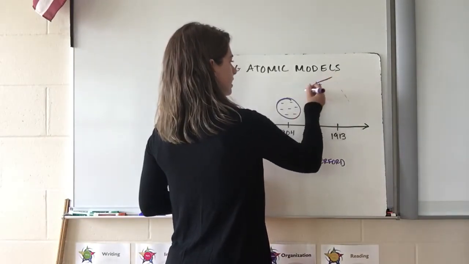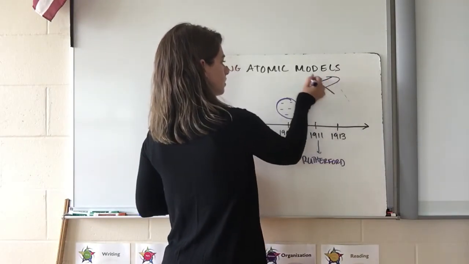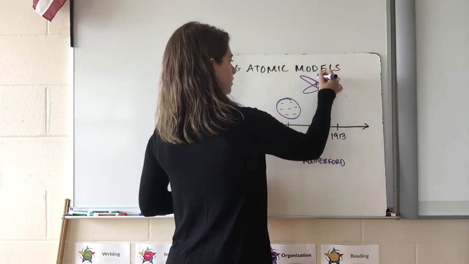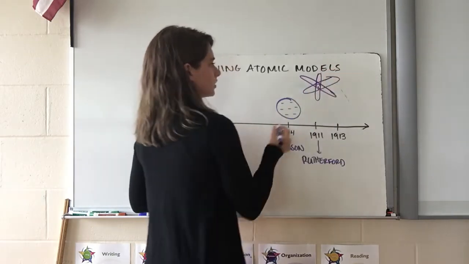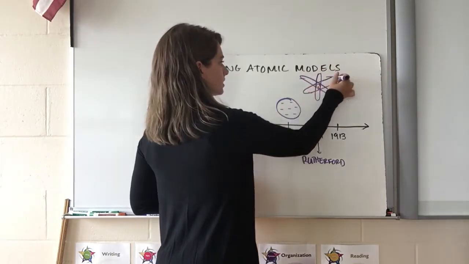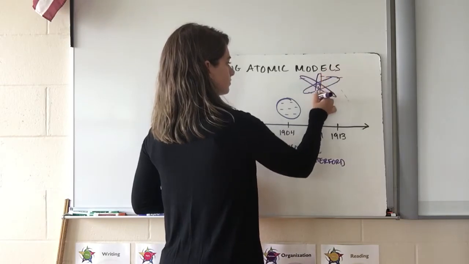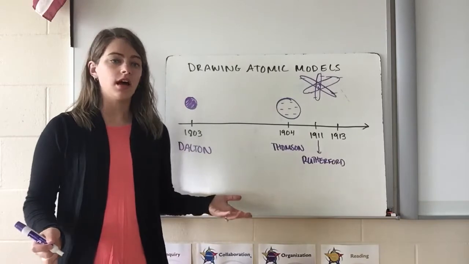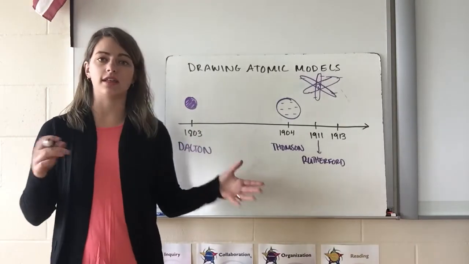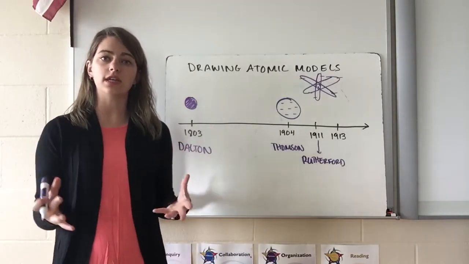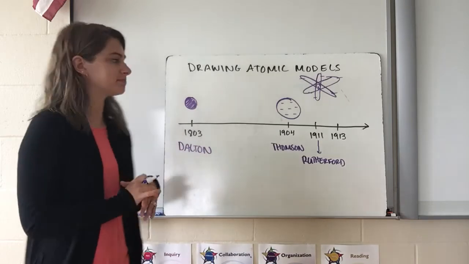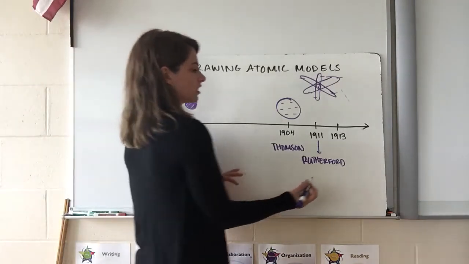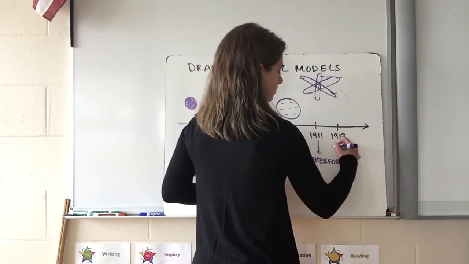And then he said his electrons orbited around the nucleus. And these are the orbits for the electrons. This is commonly called the planetary model of the atom, because he said that the electrons orbited the nucleus like our planets orbit the sun. And then in 1913, we had a guy named Niels Bohr.